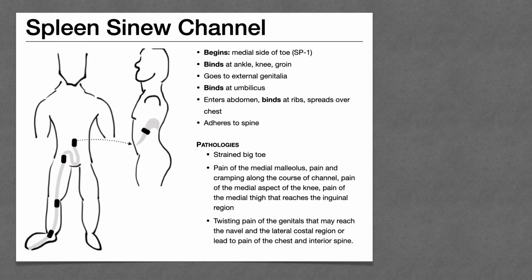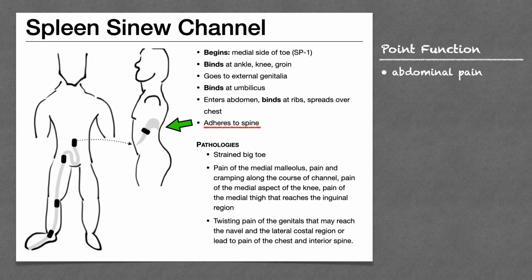Next, we have the sinew channel, and it starts out looking how we would expect it to look. It starts at the big toe, and then it basically follows the primary channel, binding at the joints. It binds at the ankle, binds at the knee, and binds at the groin. But then, where it gets interesting, it makes a little loop and goes to the external genitals, it binds at the umbilicus, binds at the ribs, and spreads over the chest, and finally adheres to the spine. So when we look at the point indications, we might see things like abdominal pain, periumbilical pain, lumbar pain, or inability to turn the trunk.